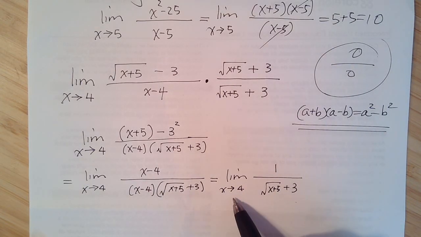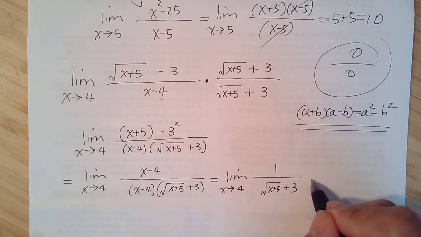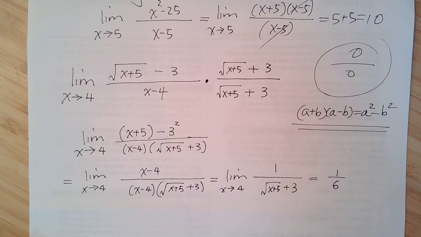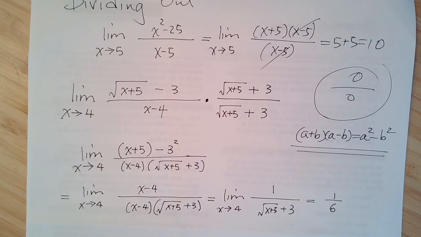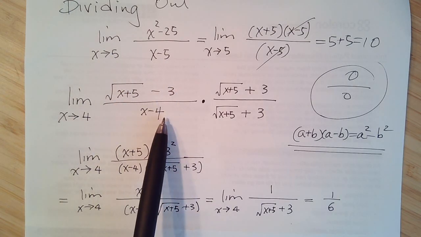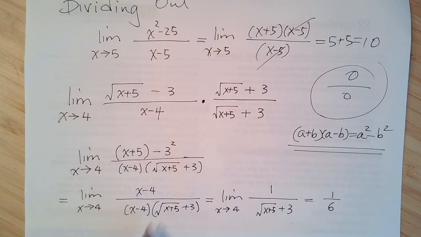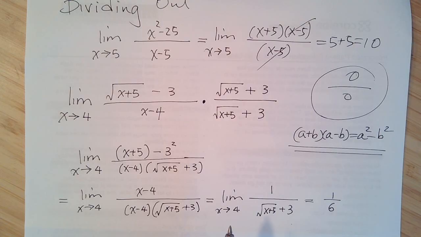Can you do direct substitution? Yes, you could. You put in 4 here. So 4 plus 5, which is 9. Square root is 3. 3 plus 3 is 6. So the answer will be 1 over 6. Okay, so this is a little more complicated than just dividing out, because you have to rationalize it. You have to multiply by the conjugate. And then later, from here to here, you cross out. You're using the dividing out method. Okay, so that's 2 examples for that.